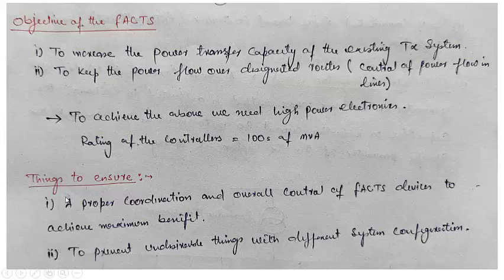So doing this, we have to ensure certain things. We need to have proper coordination and overall control of the FACTS devices to achieve maximum benefit. They should be coordinated and controlled in a proper manner so that maximum benefit may be achieved. And we have to prevent the undesirable things with different system configurations. When we introduce such a controller, there should not be introduction of undesirable things that are to be avoided.